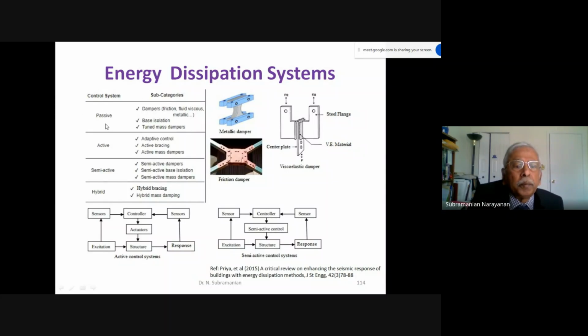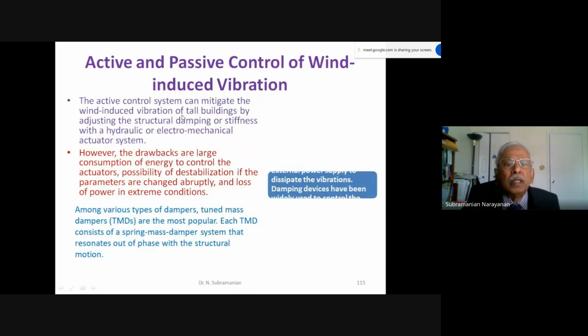The control systems can be passive, active, or semi-active, or even hybrid. And these are some of the examples of these dampers: the metallic dampers, friction damper, and viscoelastic damper. And we can have active or passive control of wind-induced vibration. The active control system can mitigate the wind-induced vibration of tall buildings by adjusting the structural damping or stiffness with a hydraulic or electromechanical actuator system. However, the drawback is large consumption of energy.